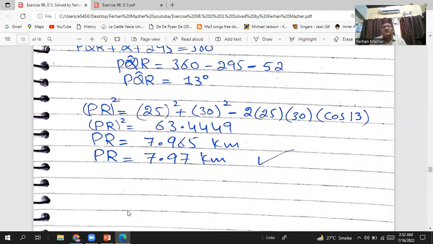So just enter these values in the calculator. This is in a single click. 25 square plus 30 square minus 2 multiply 25 multiply 30 multiply cos 13 equals, and that will give you 63.4449. Take the square root, equals, and that will give you 7.965 kilometers, which will be approximately 7.97 kilometers. So this was their question.